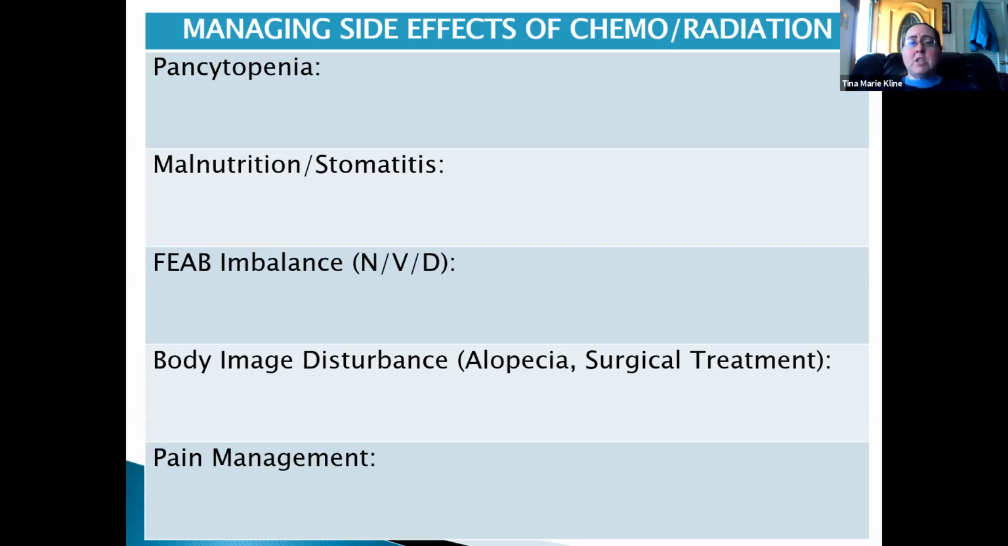For the body image disturbance, I did talk about that a little bit previously, helping the patient come to terms with that, shaving their head, selecting scarves and wigs and that sort of thing. But just acknowledging the fact that they're different and they feel different, especially if there's been surgical treatment where they've lost a body part, a breast, a testicle, and how that really affects their identity.